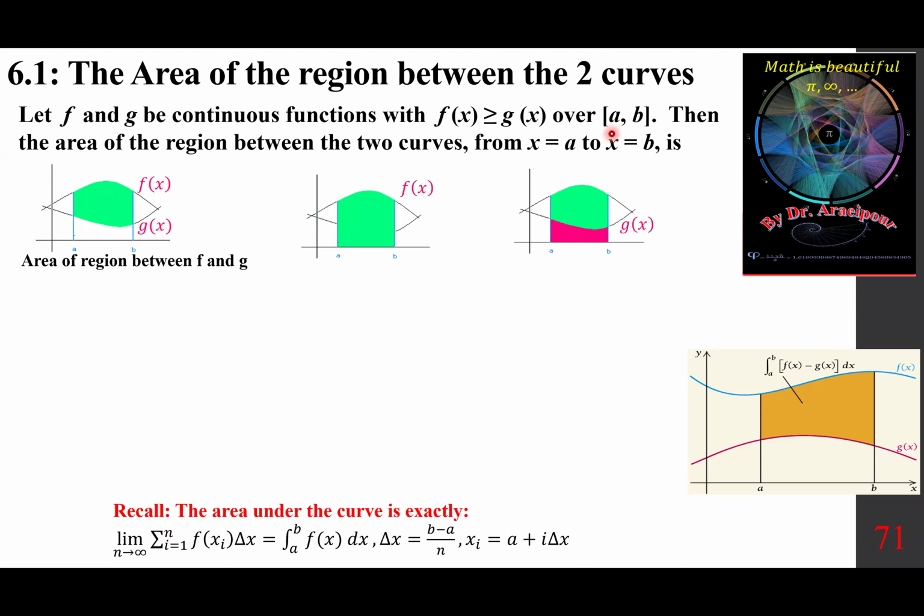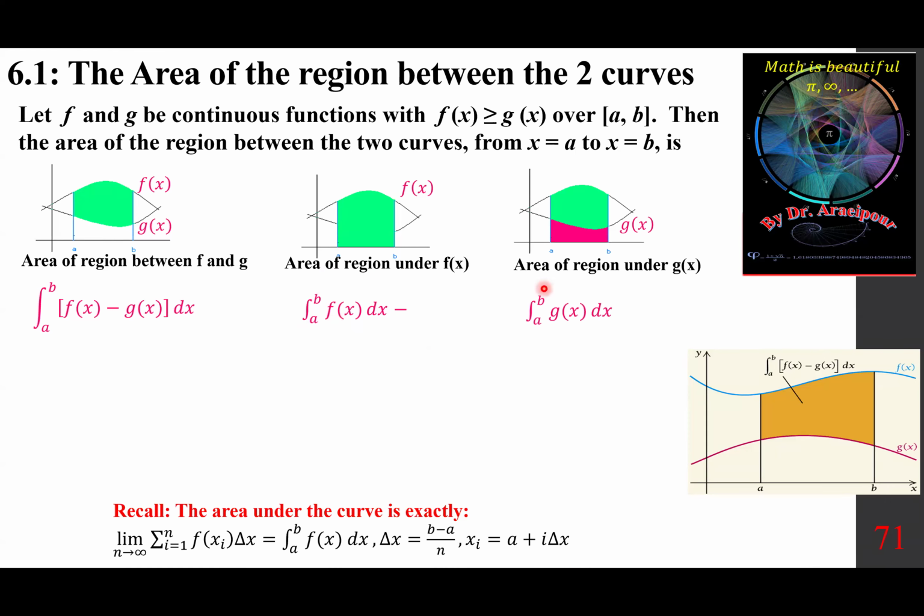Okay, so area of region between f and g. Area of the region under f, this one. Area of the region under g, the red one. So the green one completely below f, the red one completely below g, and the difference between the two is this area. Under f is the integral from a to b of f of x dx minus the integral from a to b of g of x dx. So it ultimately becomes what you're looking at, everybody.